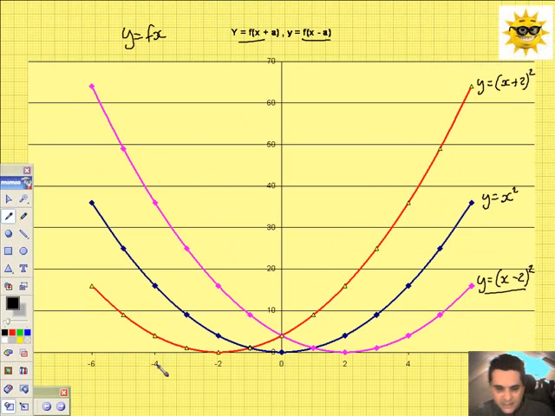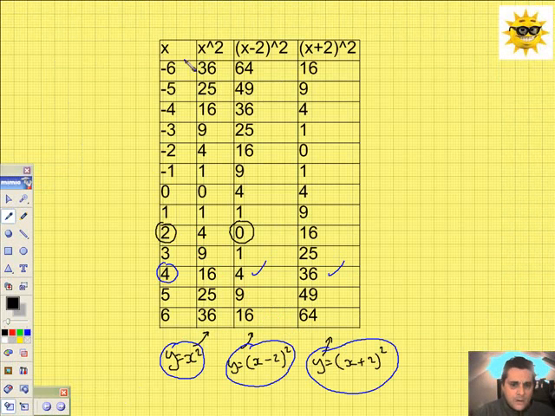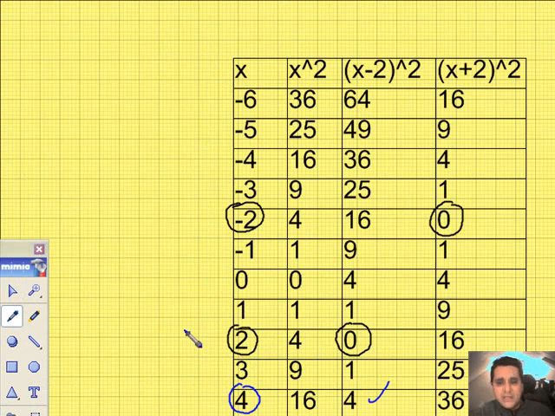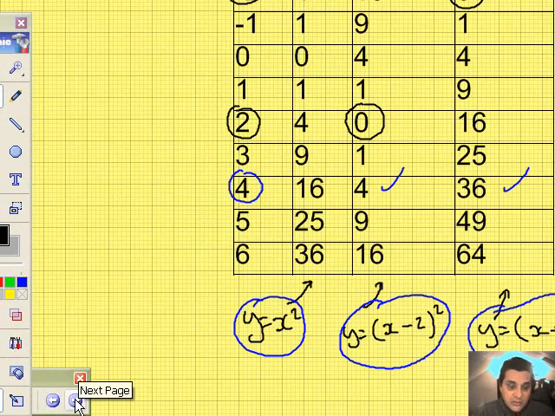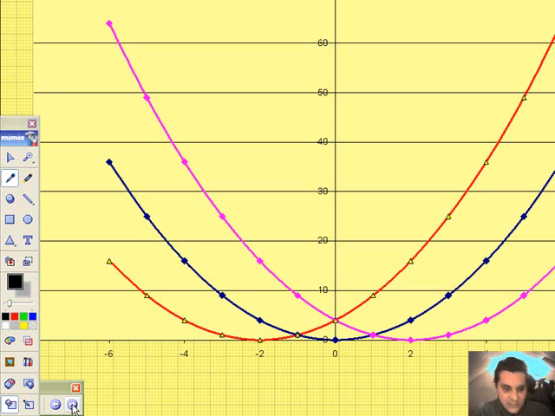That's what I meant. And let's study this red one carefully. I'm looking for the coordinate minus 2, 0. Alright, so x is minus 2, and there it is, 0. Right? There's the 0, there's the x is minus 2. And the coordinate minus 2, 0 belongs to this graph, in other words, the x plus 2 squared graph. So there's no mistake in the drawing or the labelling of these graphs.